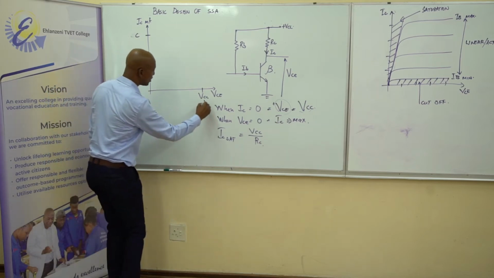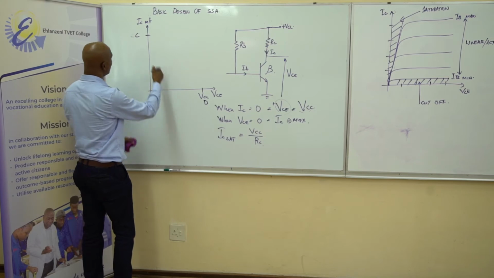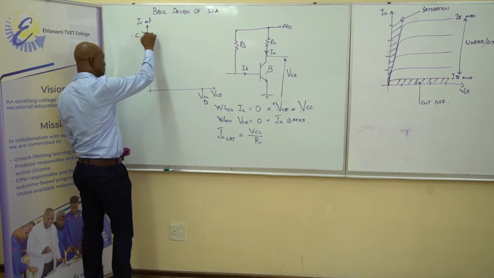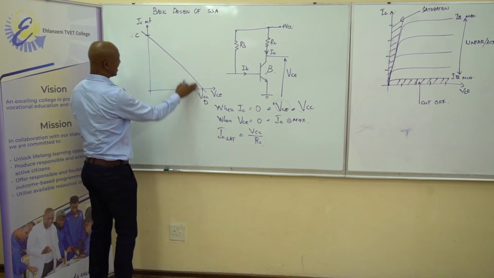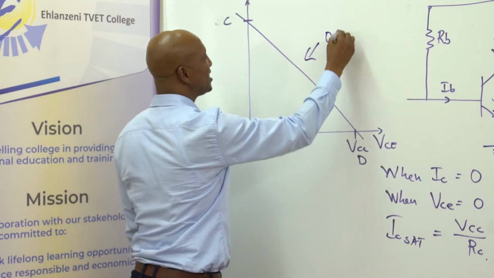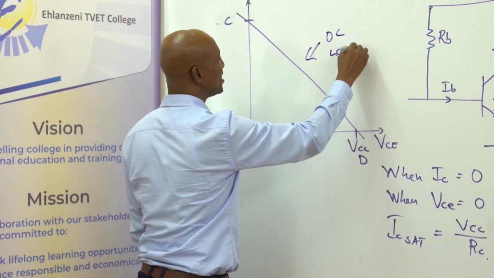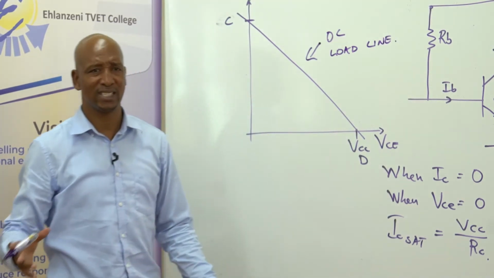So we shall call this point D. So now I will take my ruler and join these 2 points. In that way, I have actually now drawn what we call the DC load line. It's as simple as that. It's not a heavy task.